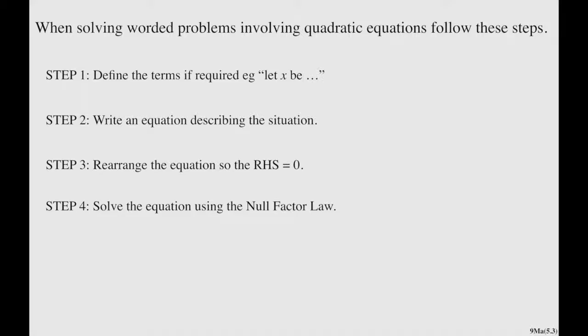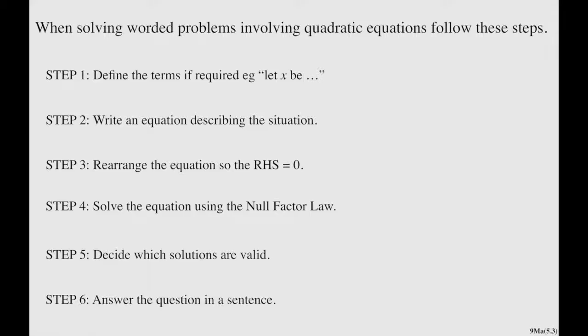So let's continue. Once you've used the null factor law, look at your answers. Sometimes one of the answers makes sense and the other one doesn't. For example, if you're talking about how long a side length on a shape is, it can't be negative. But if you're talking about just picking a number, it can be negative. So sometimes answers are valid and sometimes they're not.